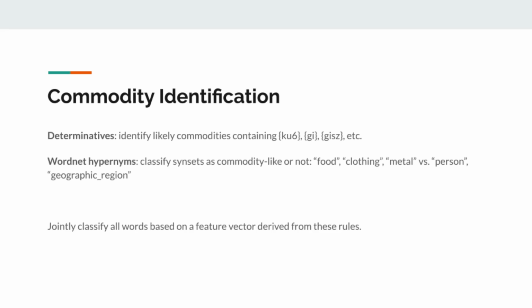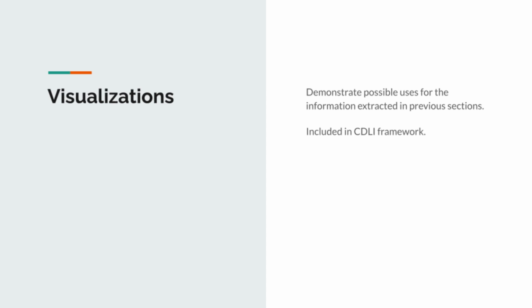We use all of these features to construct a feature vector for each word in a sentence, and we use these feature vectors to jointly classify the words according to whether or not they are counted objects. At this point, we're able to automatically interpret the numbers and determine what objects they're counting. This opens a wide range of avenues for analysis. We developed a variety of visualizations intended to show off the possibilities, but these are by no means exhaustive.